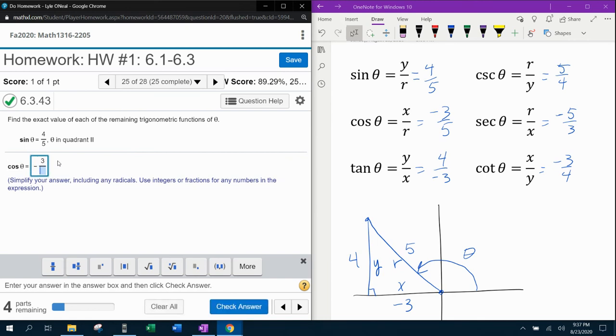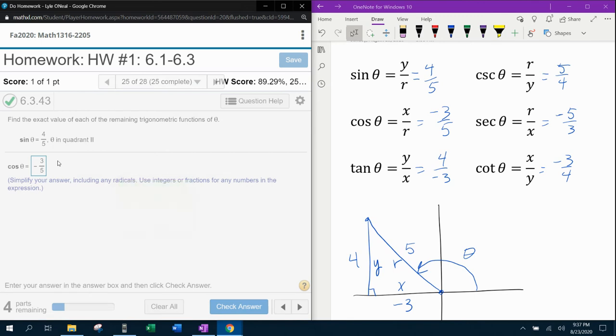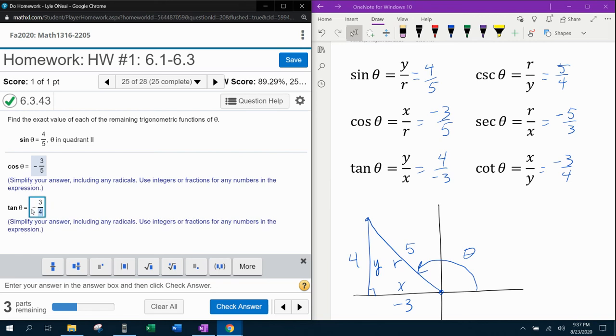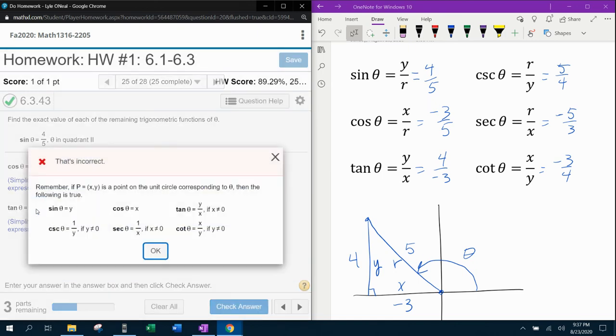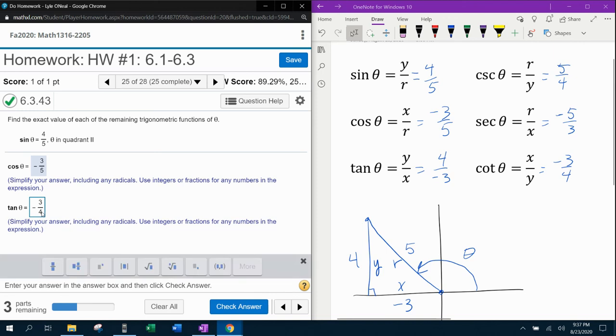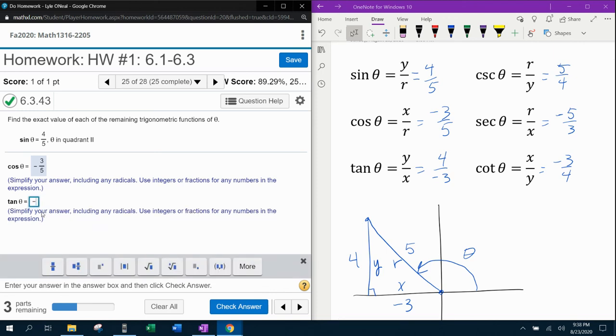Cosine, -3/5. Tangent, -3/4. And if you're wondering, does it matter where I put the negative? The answer is no. As long as you have one negative sign, it doesn't matter where it goes. What did I do? Tangent is, I put it in upside down. Good grief. Not paying attention. -4 over 3.